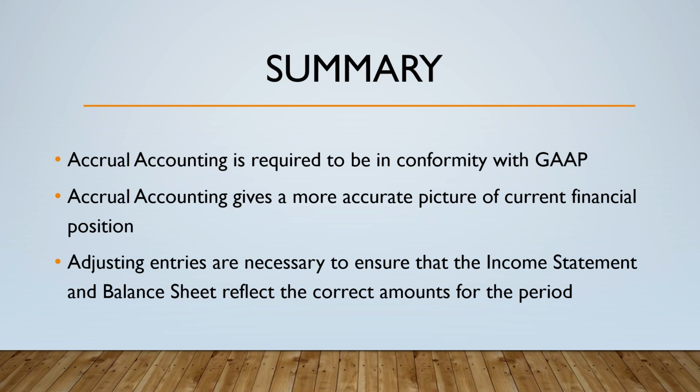Adjusting entries are necessary to ensure that the income statement and balance sheet do reflect the correct amounts. And so that is why you would have one income statement account, one balance sheet account whenever you are doing your adjusting entries, because you don't want your income to be understated or overstated. You don't want your assets to be understated or overstated. You don't want your liabilities to be overstated or understated. So it's very important that you do these journal entries to make sure that you are reporting your income and your balance sheet in the appropriate manner.